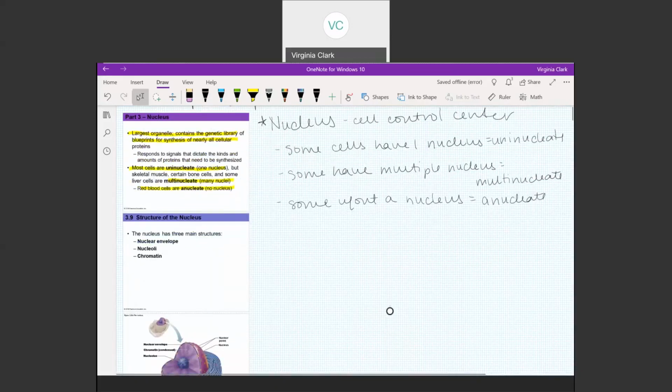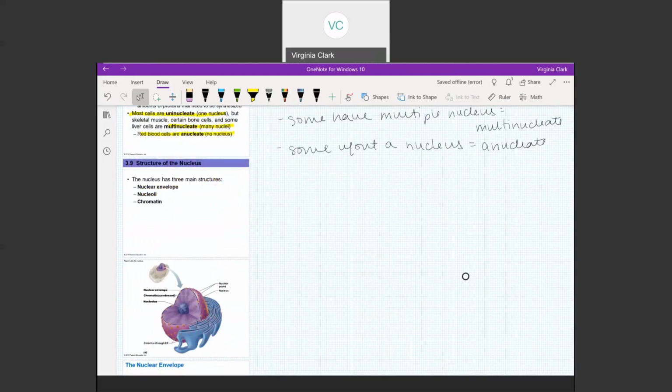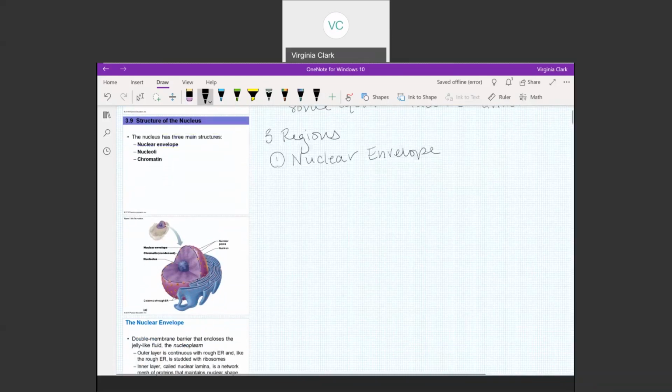So we're talking about the nucleus inside the cell. For the structure of the nucleus, there are three regions. The first part is the nuclear envelope. The second part is the nucleoli. And the third part is the chromatin. Essentially we're going from the outside to the inside. So we're going to start with the first part, which is the nuclear envelope.